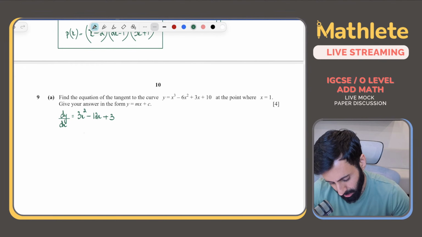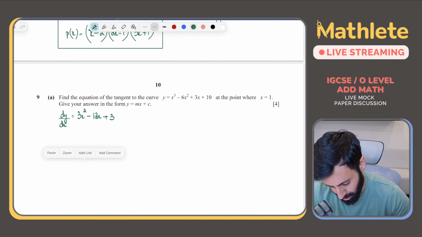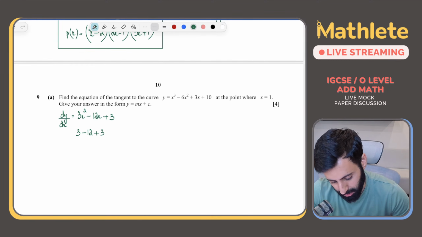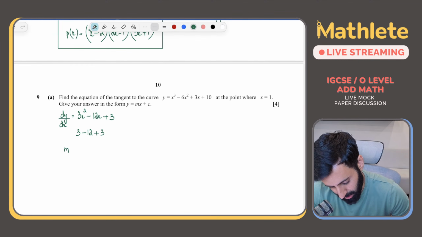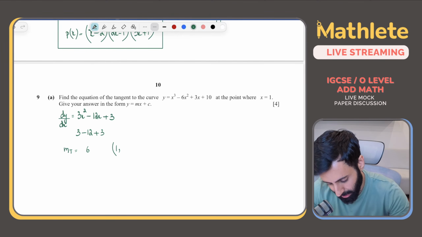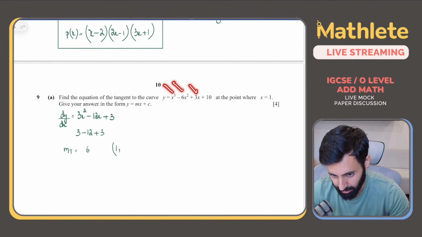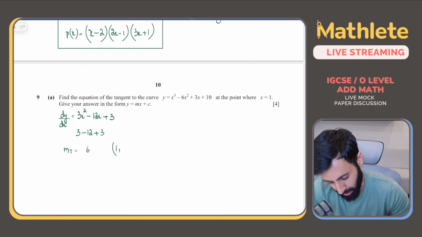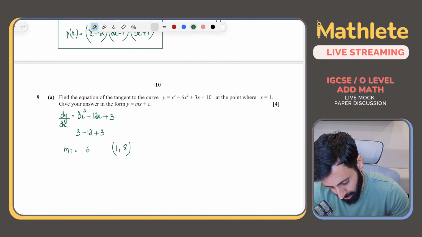Okay, so we have 3x square minus 12x plus 3. What happens when you plug in 1? You get 3 minus 12 plus 3. So what's that equal to? That's equal to 6 minus 12. That's equal to minus 6. Are we supposed to find out the equation of tangent? Yes. Now we have the x coordinate. We need the y coordinate also. So if I plug in 1, I get 1 minus 6, that's minus 5. Minus 5 plus 3, that's equal to minus 2. Minus 2 plus 10, that's equal to 8. So that means the y coordinate is equal to 8.